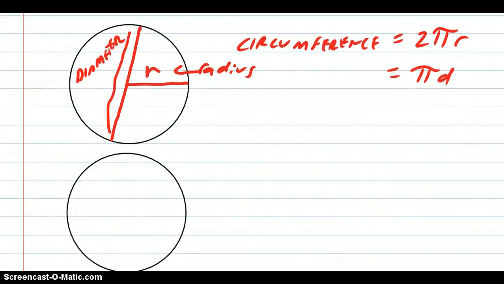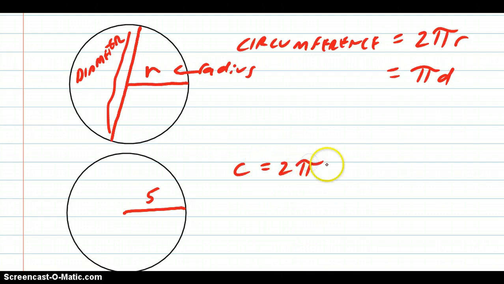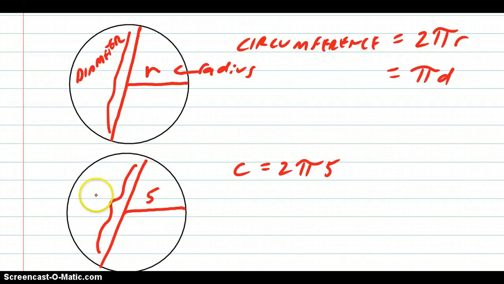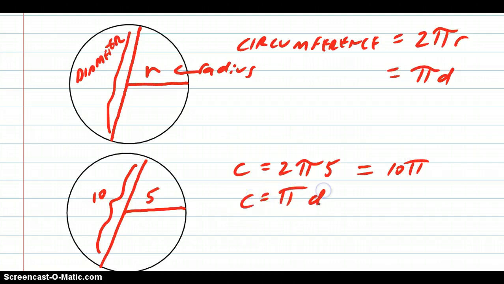Let's go down to the next circle here. And let's say the radius is 5. Alright, so circumference is 2 times pi times 5. Or if the radius is 5, you know that the diameter is going to be 10. And so let's see, 2 times 5 is 10 pi, or pi times diameter is pi times 10, and you get 10 pi there as well.